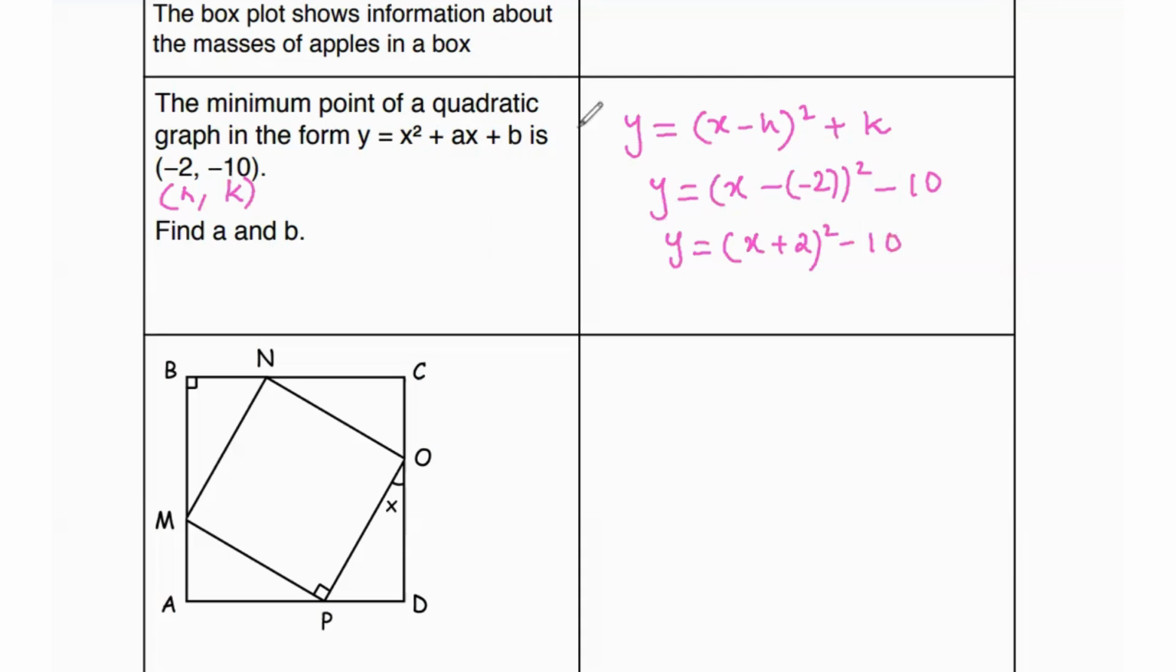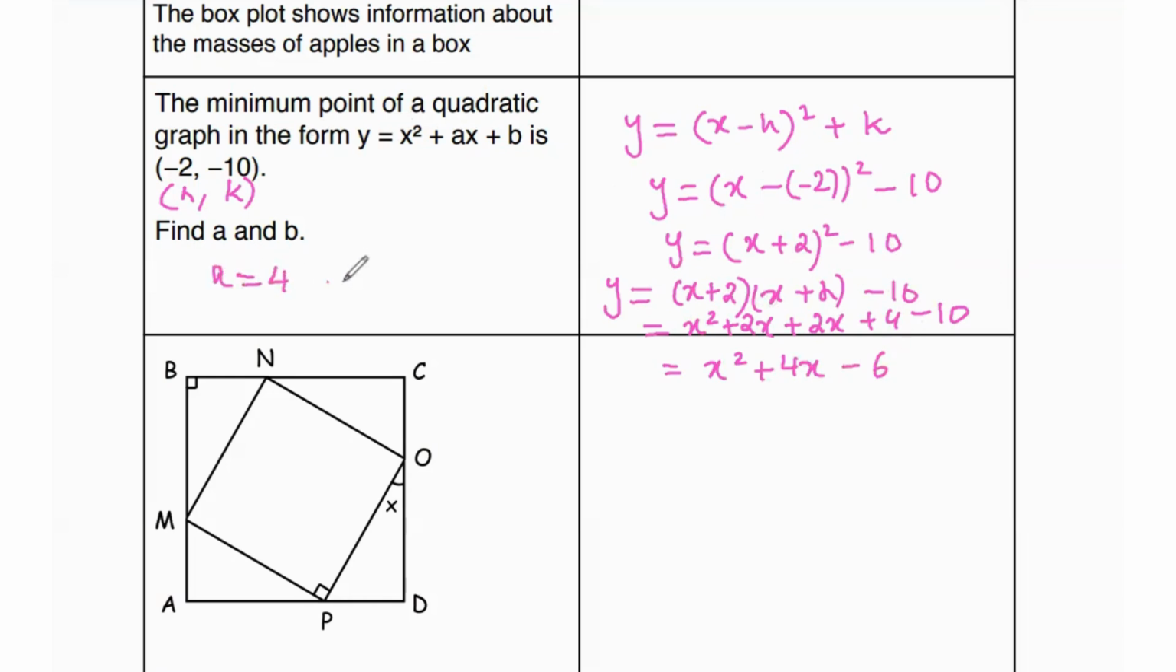Now, to find the value of a and b, we expand this. Y equals x plus 2 times x plus 2 minus 10, which is x squared plus 2x plus 2x plus 4 minus 10. And that's x squared plus 4x minus 6. So a is +4 and b is -6. That is your answer.